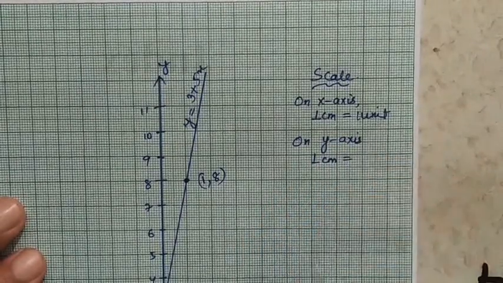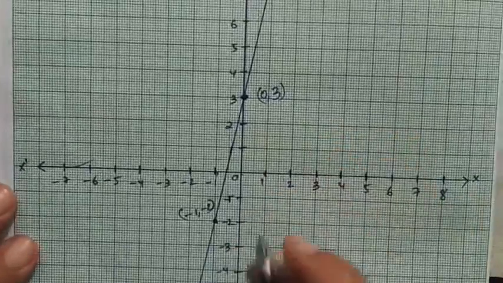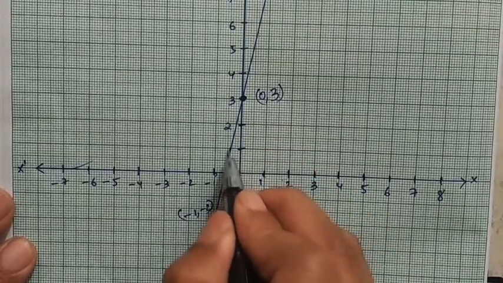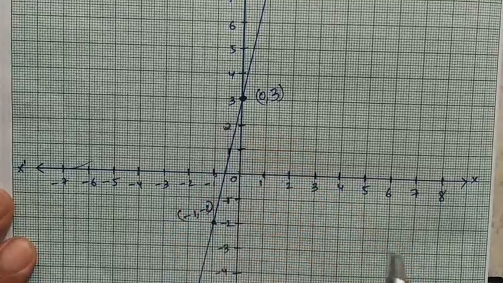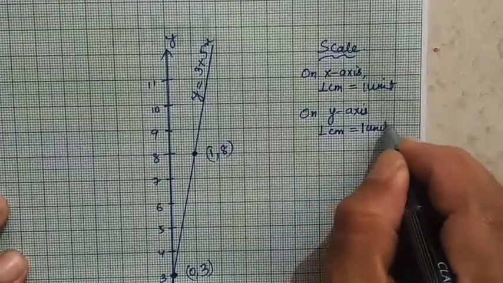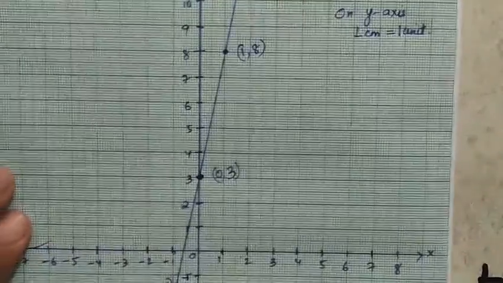Now the y-axis will be the same. For every centimeter, one box, it is 1 unit: 1, 2, 3. So here also it will be 1 unit. So this is the graph of the first equation.